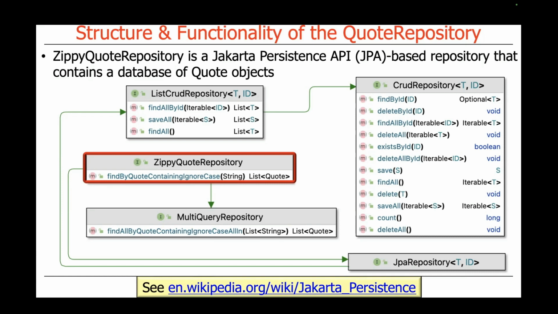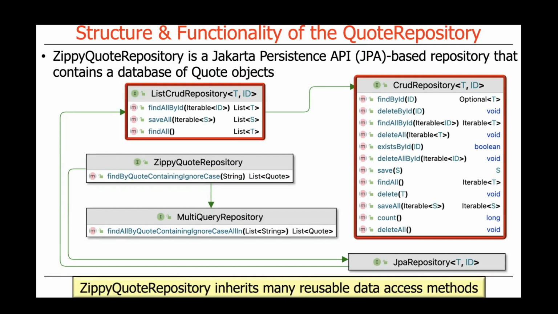We have a Zippy Quote Repository, which, as you can see, essentially implements the JPA repository interface. And that, in turn, is going to extend the ListCrudRepository, which in turn is going to extend the CrudRepository. So there's a whole slew of methods that come along for free when using JPA. And we're just going to have to define the things we need in order to do the Zippy-specific pieces.